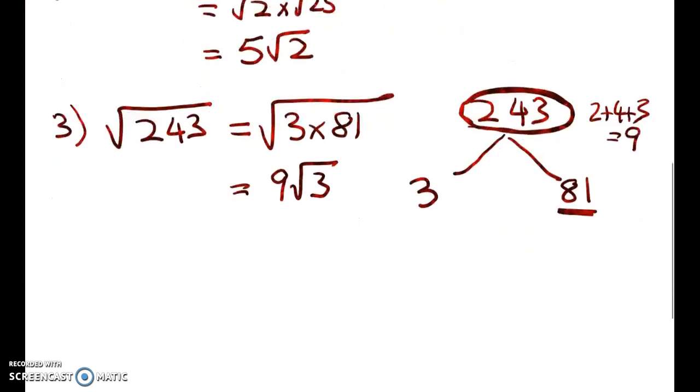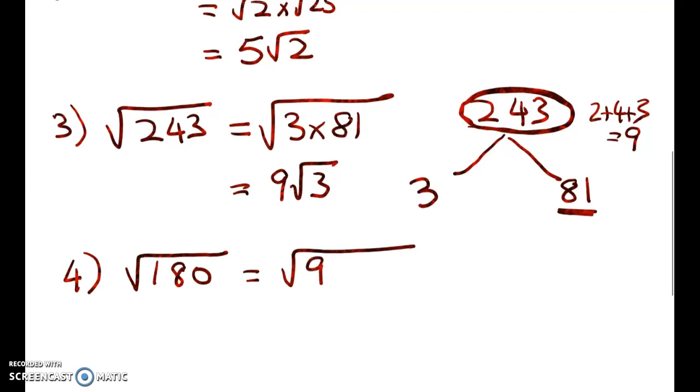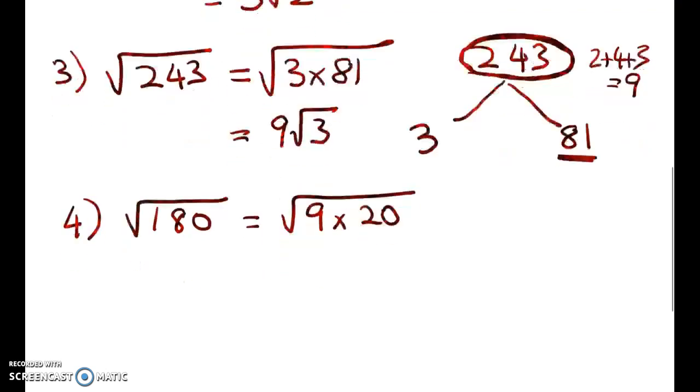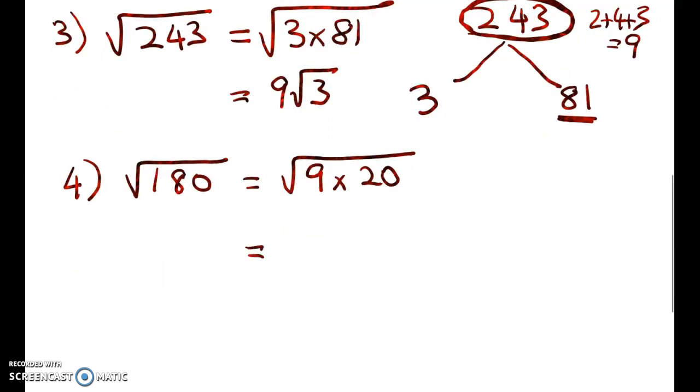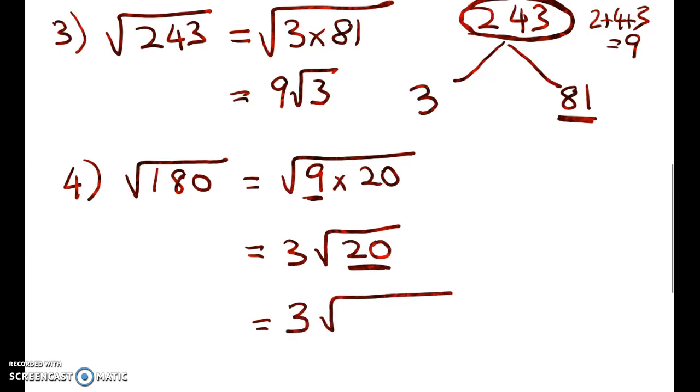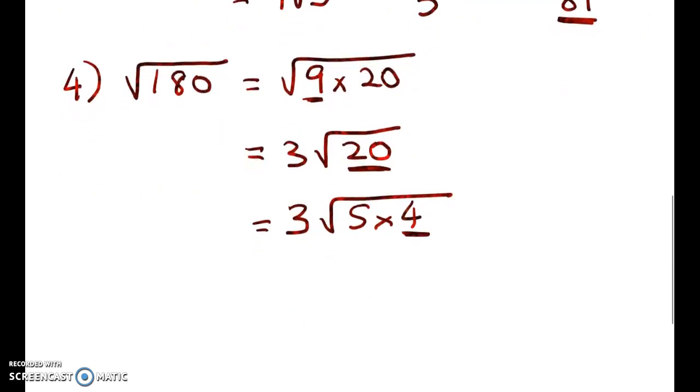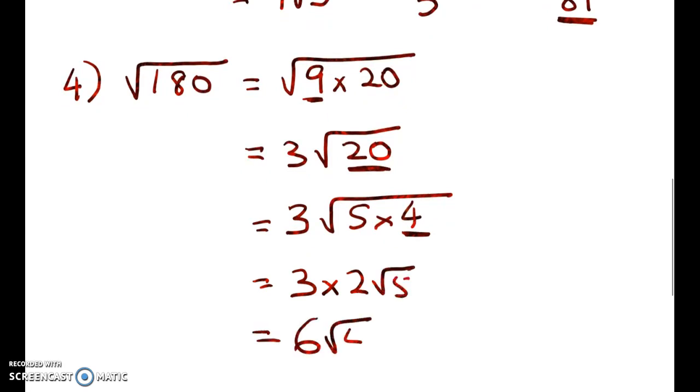So hopefully you're starting to get the idea by now. The last one was the square root of 180. And we can write this as 9 times 20. And this is one that we're going to do in a couple of steps. So that gives me 3 root 20. But we can do better than that because 20 has got a square lurking in there. It's 3 times the square root of 5 times 4. So we can take out the 4, so it's going to be 3 times 2 root 5, which is 6 root 5.